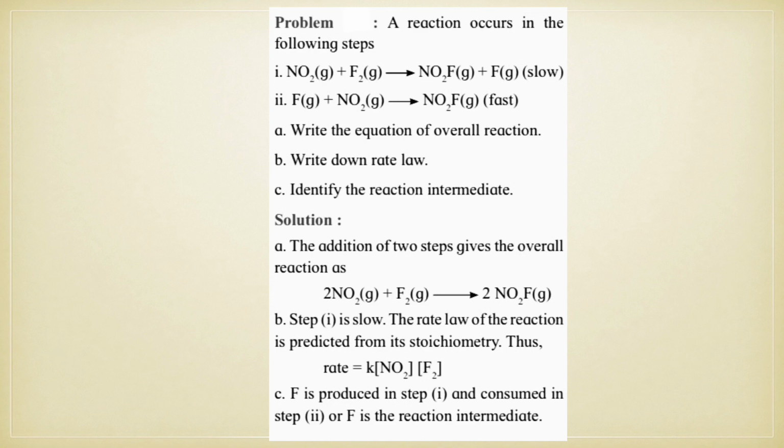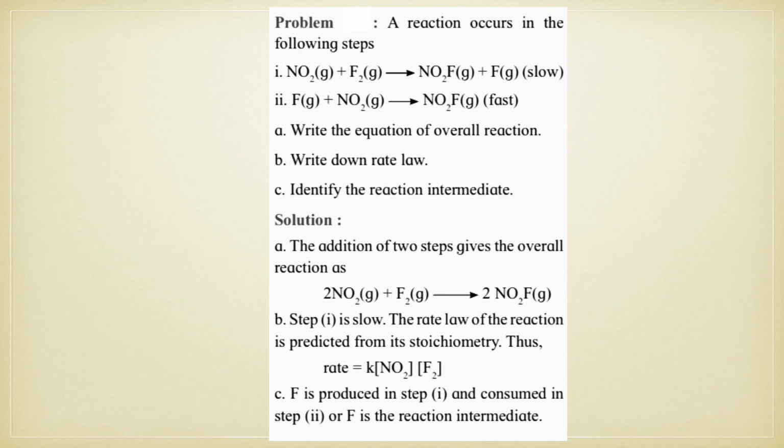Okay, so now we'll see one problem based on this. A reaction occurs in the following steps. Two steps are given. First one, NO2 plus F2 going to NO2F plus F, which is the slowest step, and the second one, F plus NO2 going to NO2F, which is the fast step. Now it is asked: first, write the equation of the overall reaction; second, write down the rate law; and third, identify the reaction intermediate. So we will now see how to solve this.